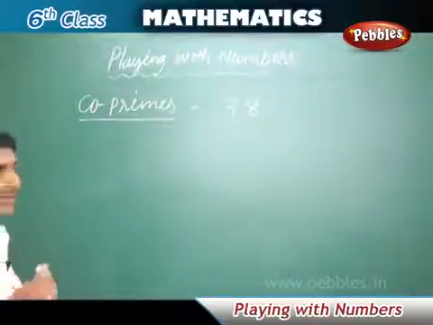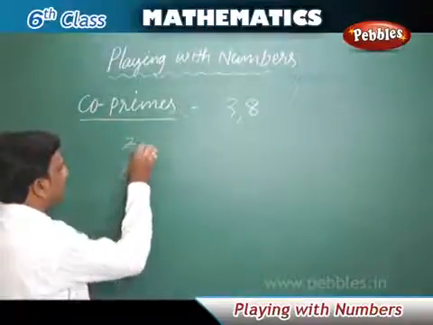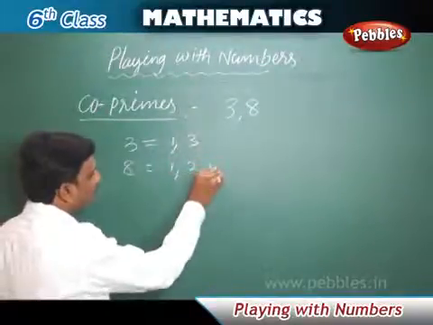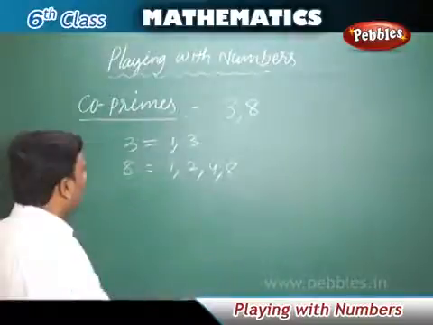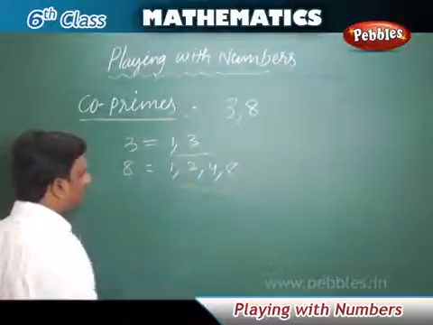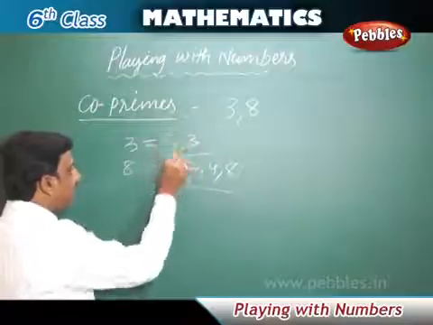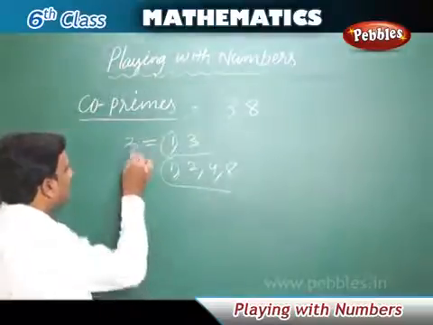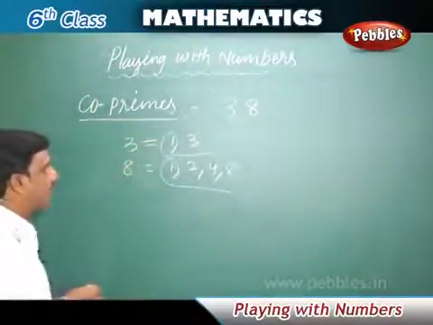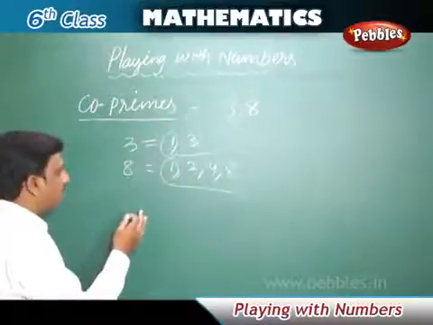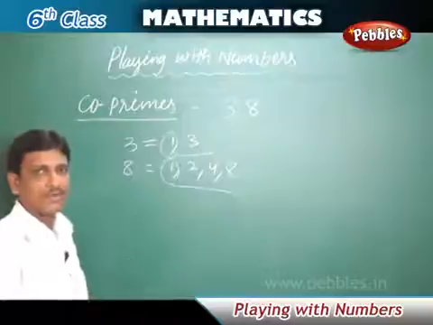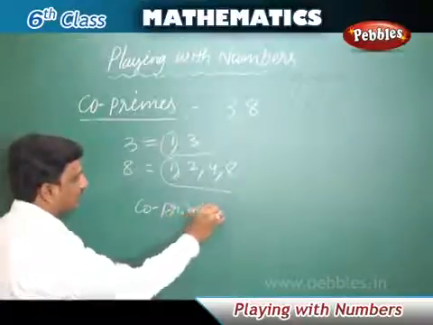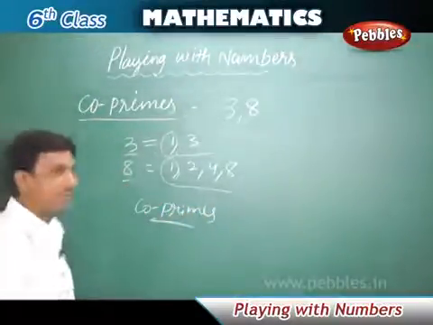Co-primes. What are co-primes? Let us take two numbers 3 and 8. Now write the factors: for 3, 1 and 3, and for 8, 1, 2, 4, 8. If we observe the factors of 3 and 8, among these factors only 1 is common. No other factor is matching. So such numbers are called co-primes. That means the numbers that have only 1 as their common factor are called co-primes. So here 3 and 8 are co-primes.